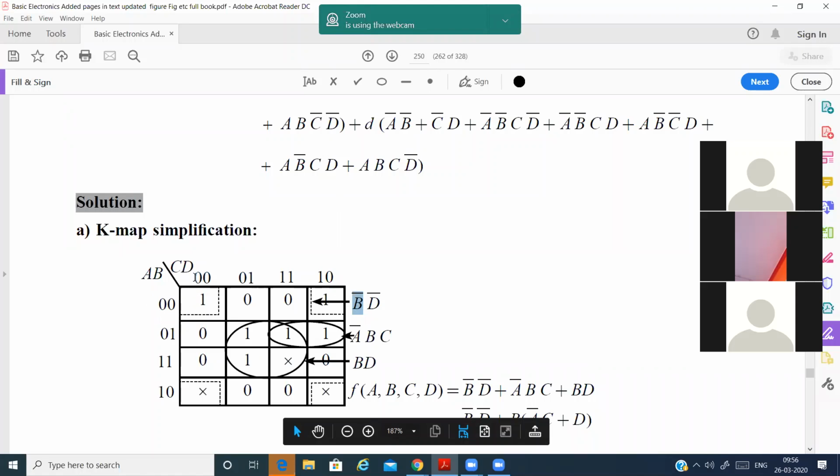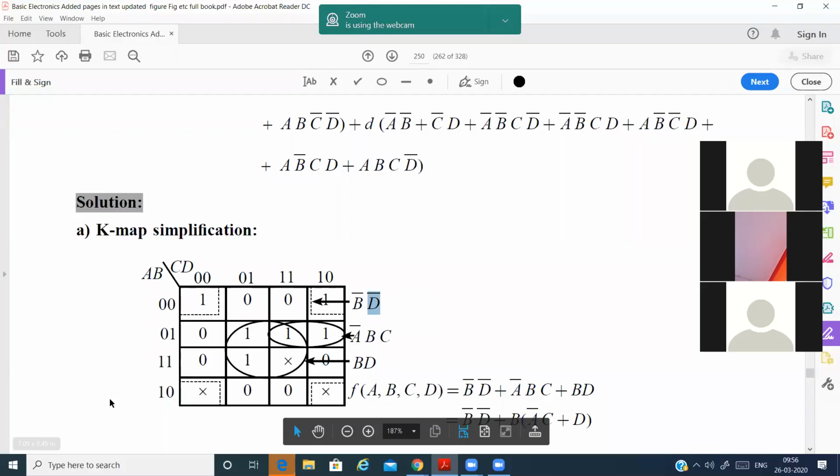Next, this 0 0 and this 1 0. Why am I considering these two? Because I'm considering the corner grouping that I have done. In these two, which is common? This 0 is common. This 0 is used for which position? D. So that's why we write it as D bar.